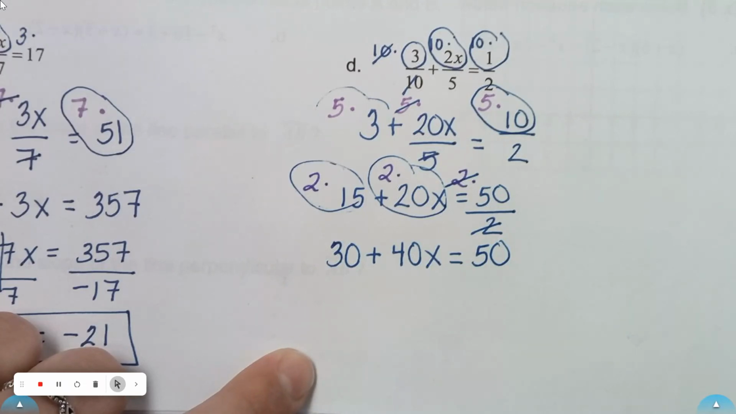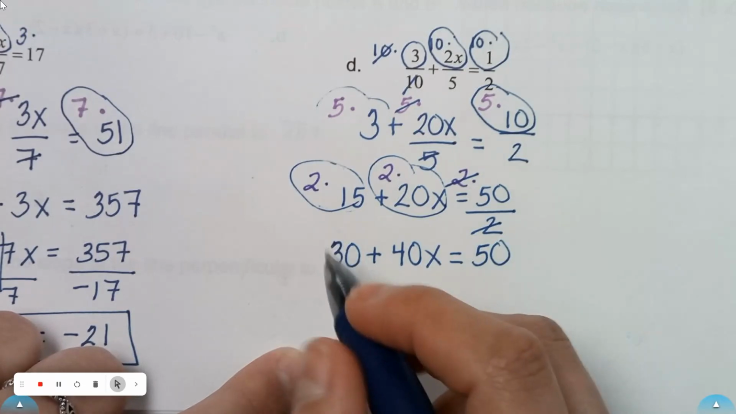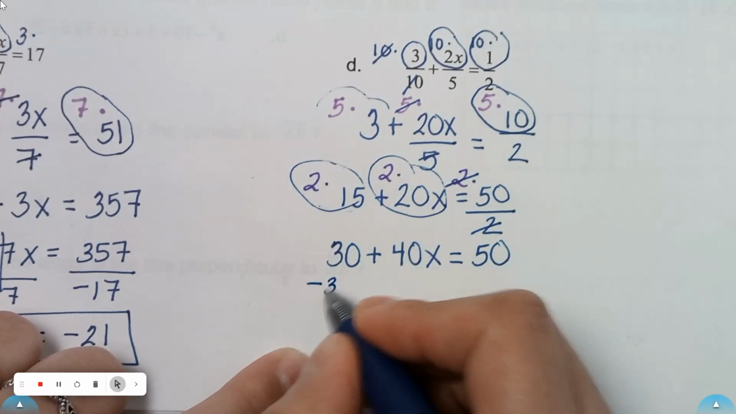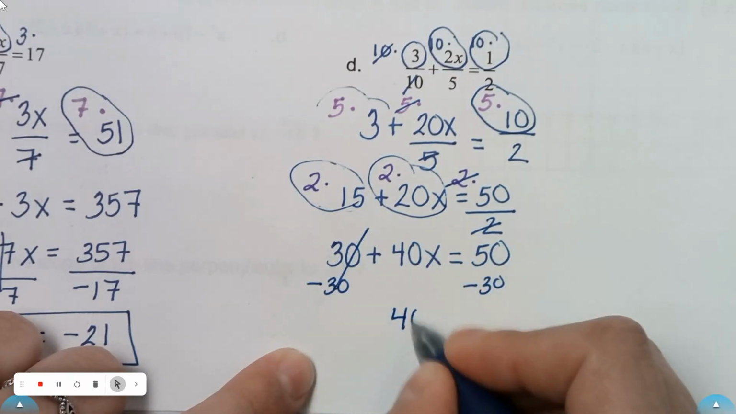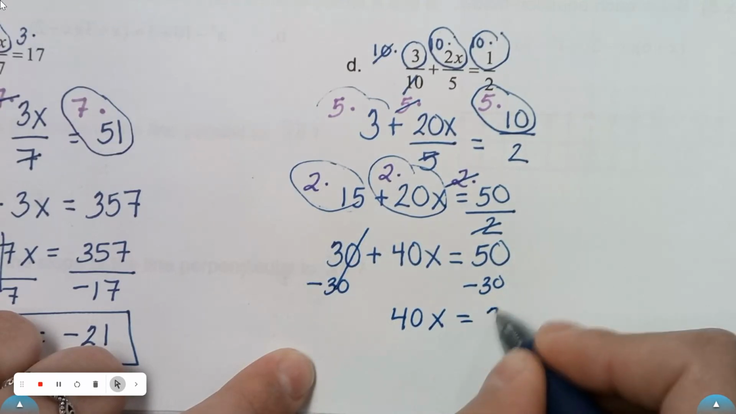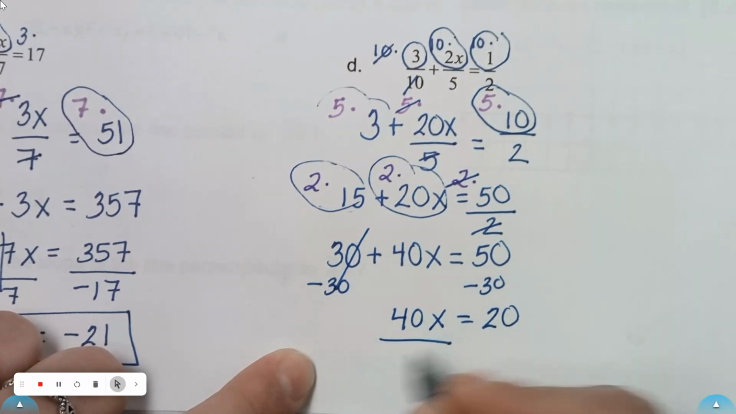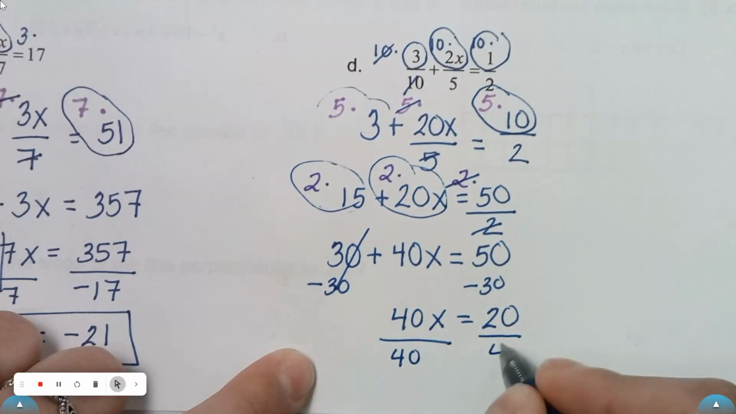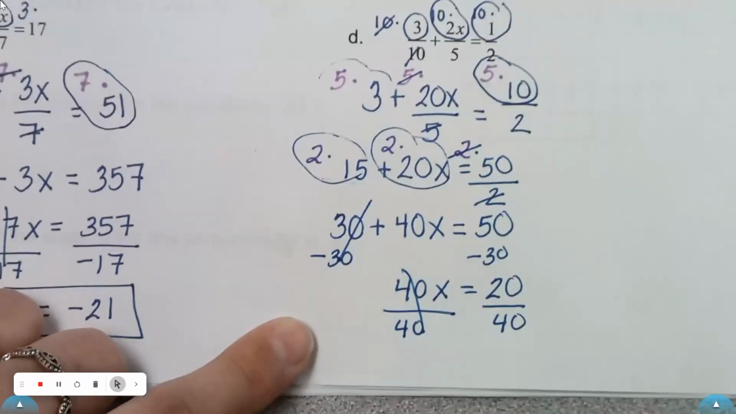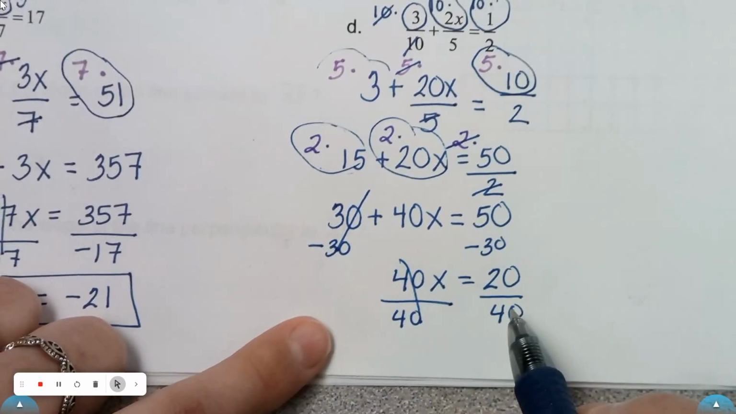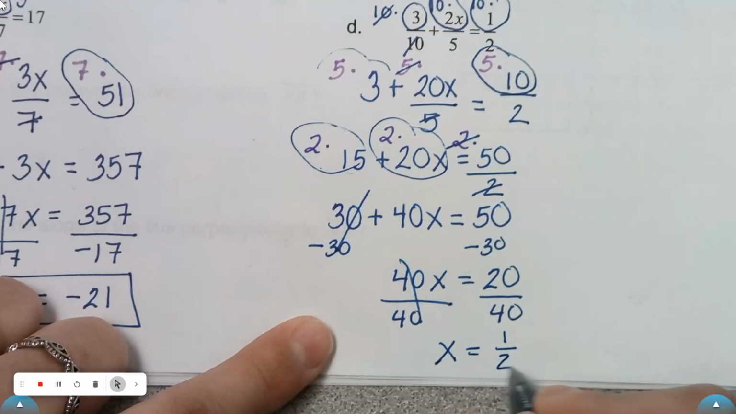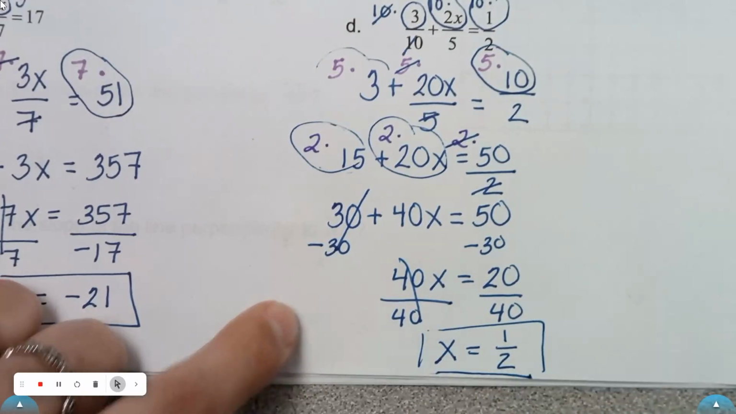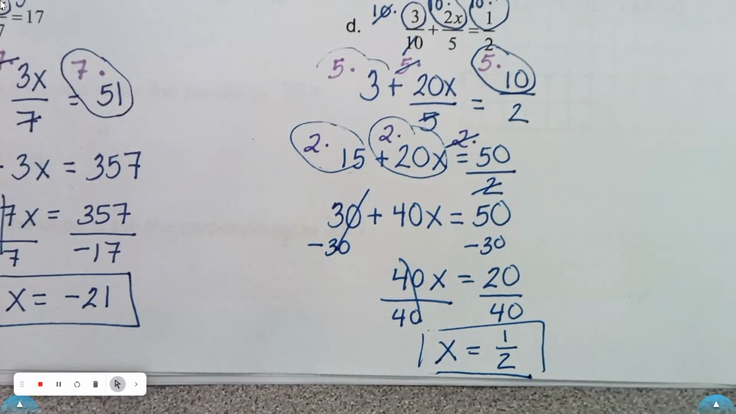Now I have no more fractions, and now I can solve like normal. So that positive 30, I'm going to move it to the other side by having negative 30. I get 40x equals 20. Divide by 40. And then when I simplify this and reduce it, I get x equals 1/2. Remember, fractions are okay. It doesn't necessarily mean we did anything wrong.